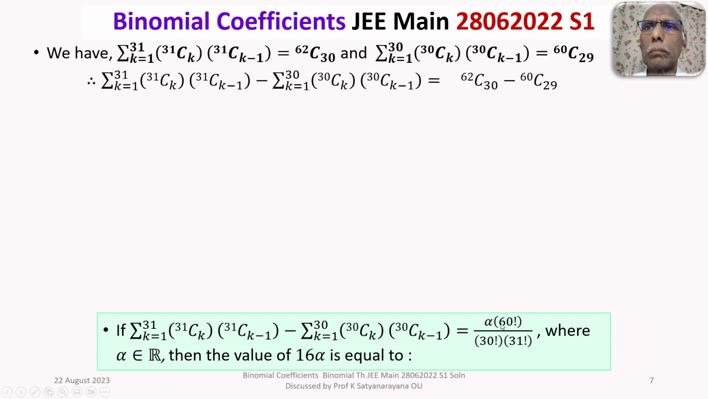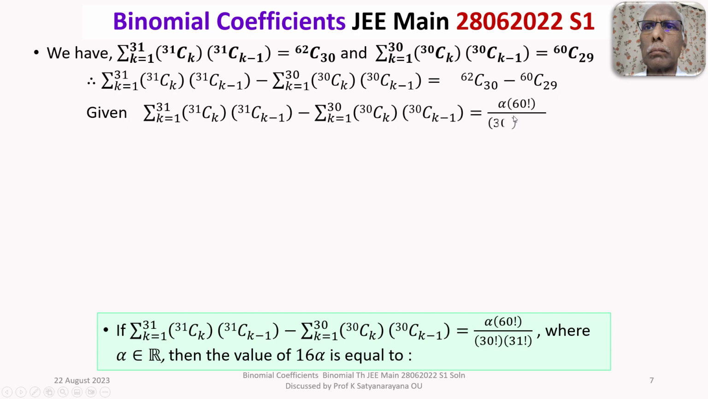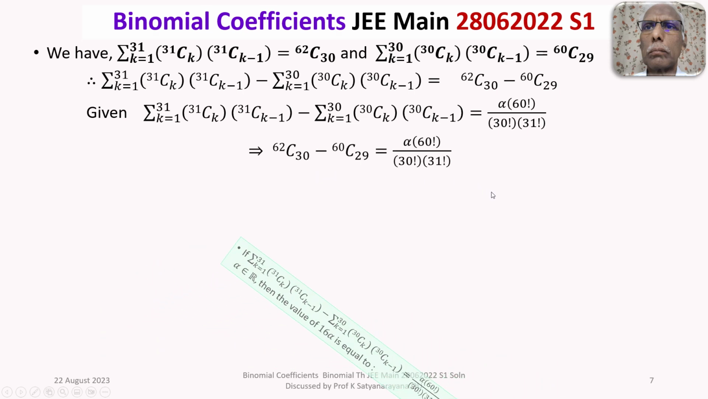But it is given this is equal to alpha times 60 factorial by 30 factorial into 31 factorial. So therefore, we must have 62C30 minus 60C29 is equal to alpha times 60 factorial by 30 factorial and 31 factorial. So that's what we get. Right.